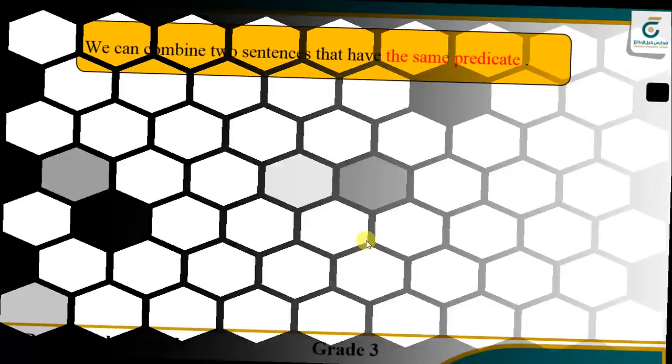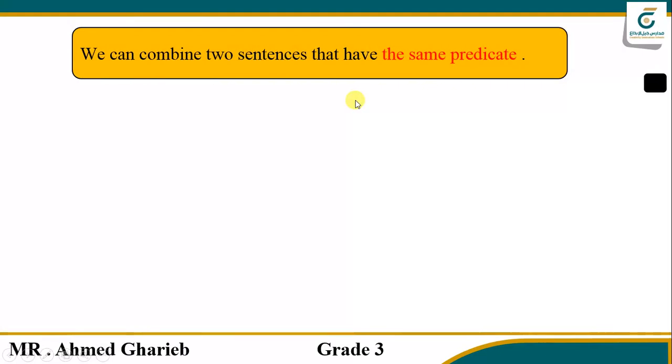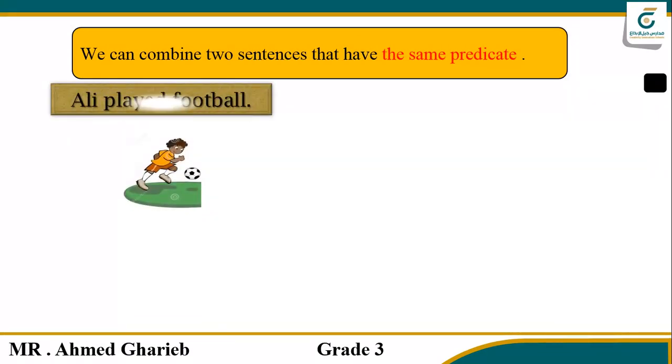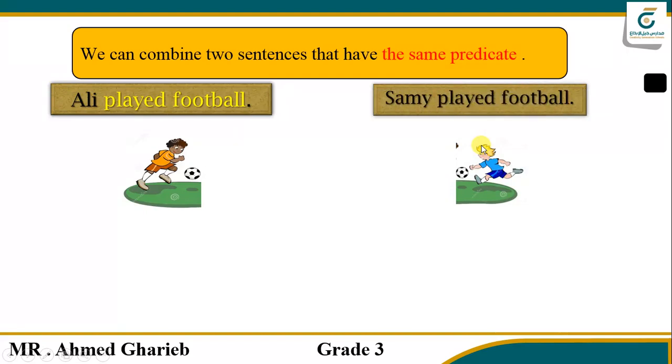Let's go back. So we can combine two sentences that have the same predicate. The same verb with the rest of the sentence. Look at this example. Ali played football. So the subject is Ali and played football is the predicate. Who is this? Sammy. Doing what? Played football. So also the predicate here is played football. We have two different subjects, Sammy and Ali, but the predicate is the same.